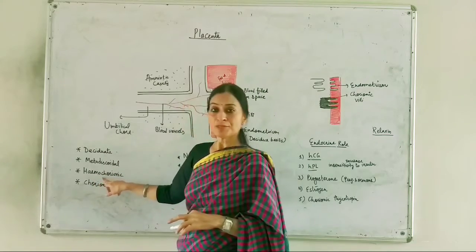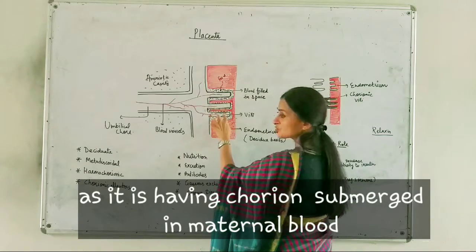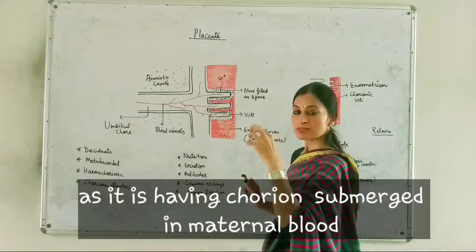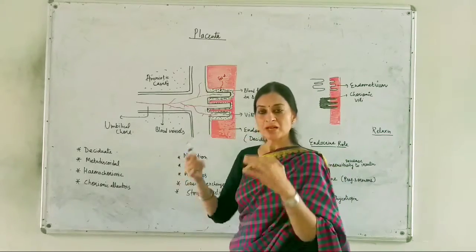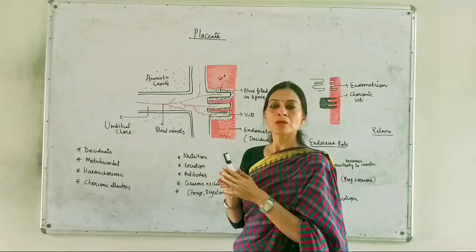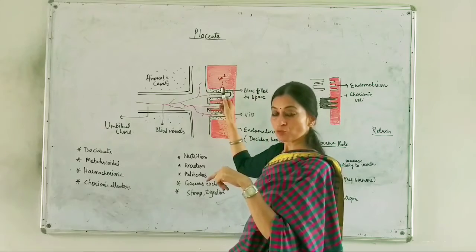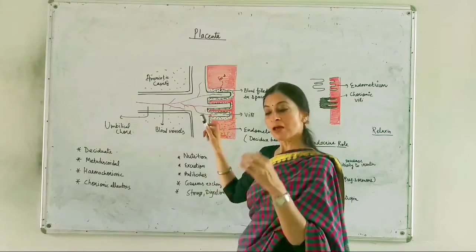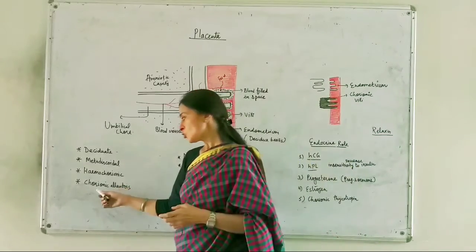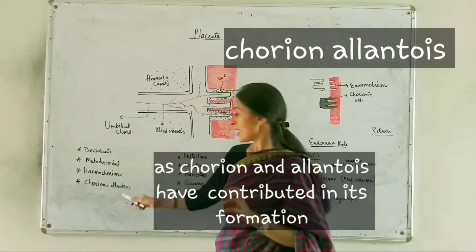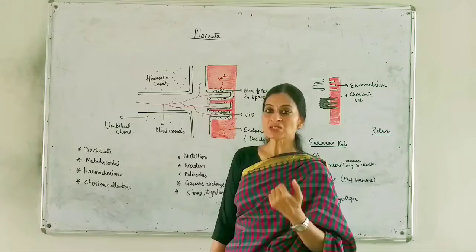It is also called hemochorionic placenta because you can see that this chorion structure, the villi, are submerged. They are floating in the blood. Hemo means blood. They are floating in the blood of the mother, in the mother's uterus wall where the spaces have been created. That's why it is known as hemochorial type of placenta, and it is also known as chorionic allantois placenta. Our placenta is chorionic allantois type of placenta.